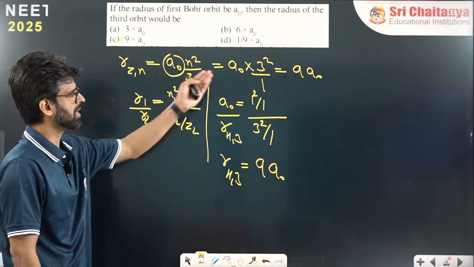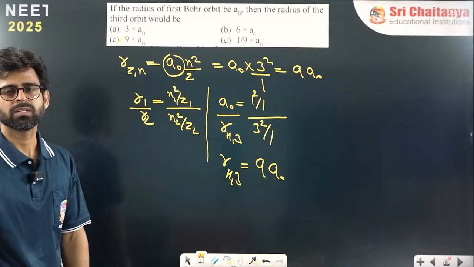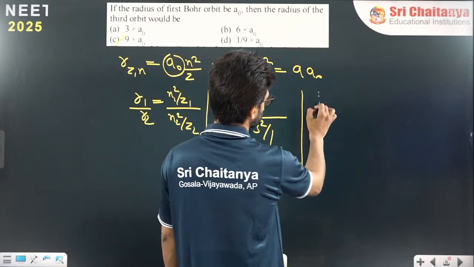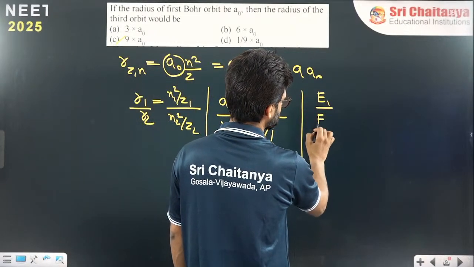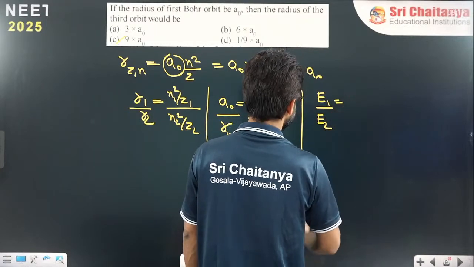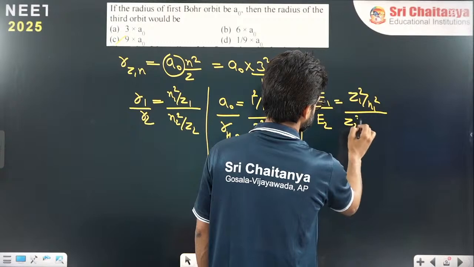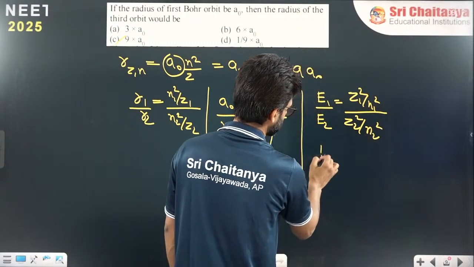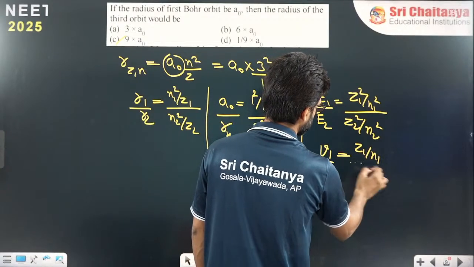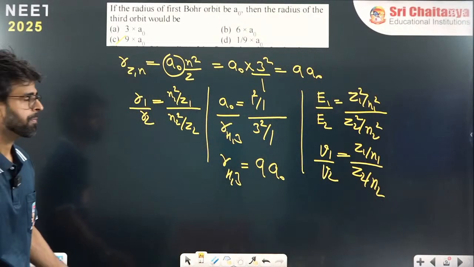Here they gave me the first shell, so I know it's very direct, but if they give something else, you always go for ratio. It is easy to solve this way, right? Even if energy comes, you should go this way. They gave energy of one shell, they ask energy of the other shell. So E1 by E2 is how much? I will say it is Z1 square by N1 square divided by Z2 square by N2 square. And similarly, the velocity V1 by V2 was how much? You can say Z1 by N1 and Z2 by N2. Fine? So easily you can go through this way, right?